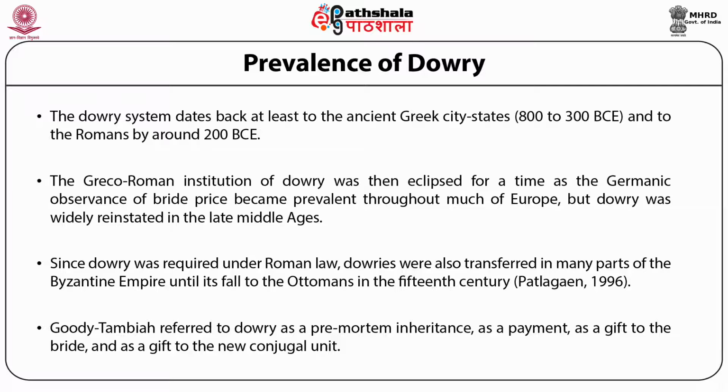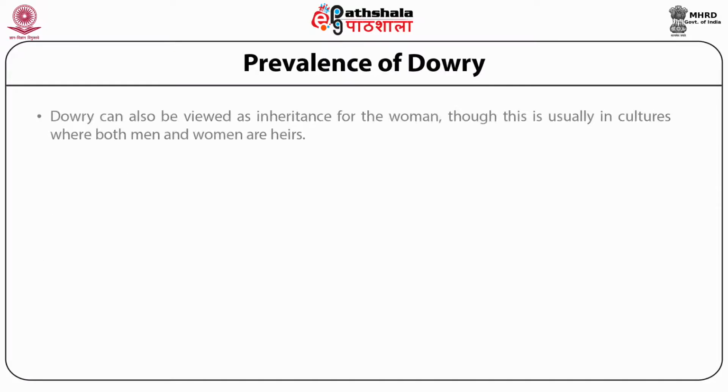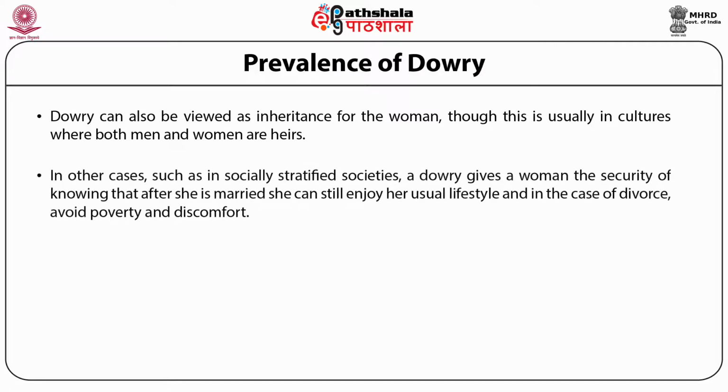If we look into the ethnographic records, we find anthropologists referring to each of these things as dowry in their studies of specific cultures. Dowry can also be viewed as inheritance for the woman, though this is usually in cultures where both men and women are heirs. In other cases, such as in socially stratified societies, a dowry gives a woman the security of knowing that after she is married, she can still enjoy her usual lifestyle and, in case of divorce, avoid poverty and discomfort.